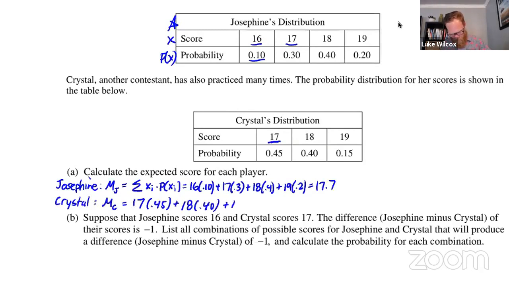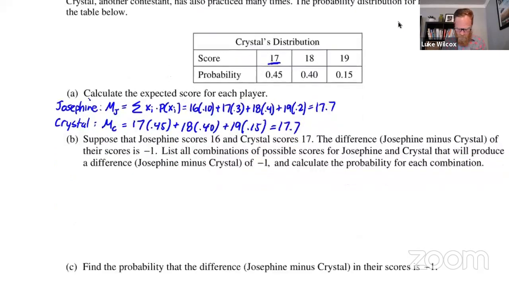We've only got 3 values to work with here. And sure enough, you plug this into your calculator and you are going to get exactly the same expected value for Crystal. So to start out, it appears that these two players are equally good at this particular arcade game, right? They have the same expected value or expected score. All right, let's move on to part B.